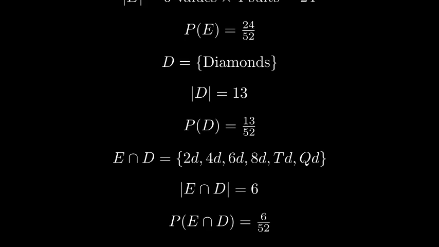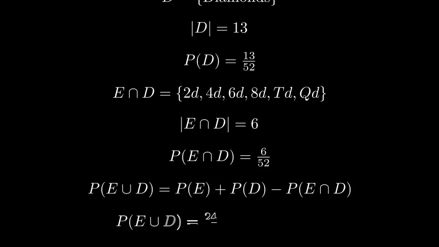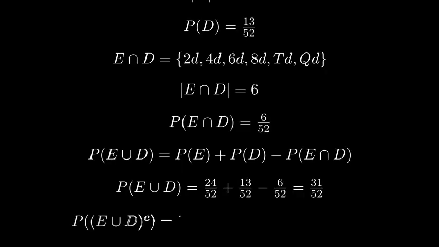Now we can apply the formula. P of E union D equals P of E plus P of D minus P of E intersect D. Plugging in our values, we get 24 over 52 plus 13 over 52 minus 6 over 52, which equals 31 over 52. Remember, the original question was the probability of not drawing an even card or a diamond. So we take the complement, 1 minus 31 over 52, which gives us our final answer of 21 over 52.